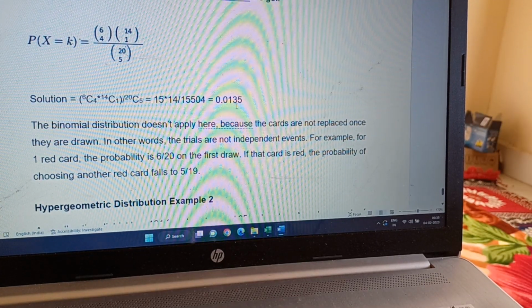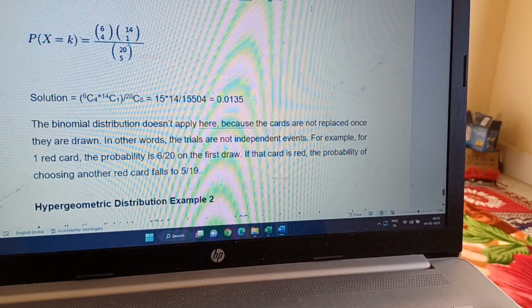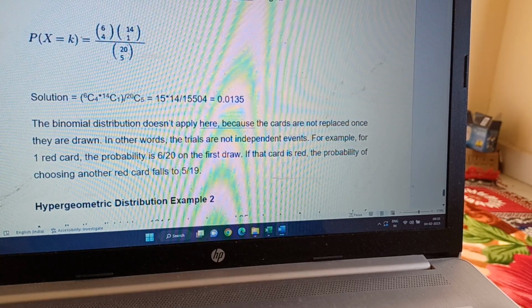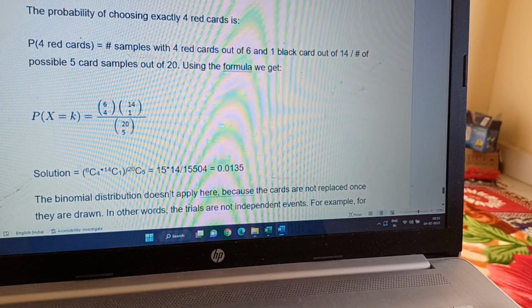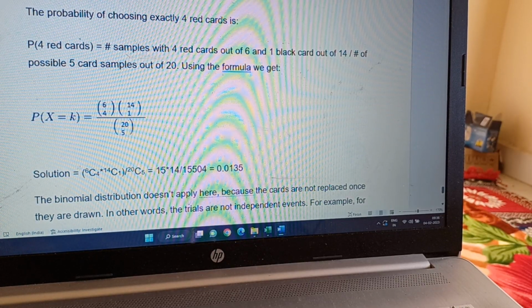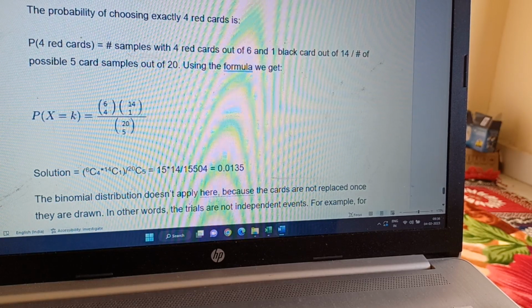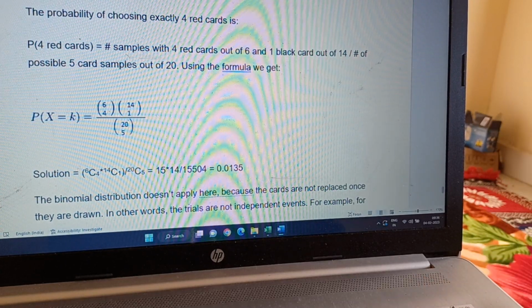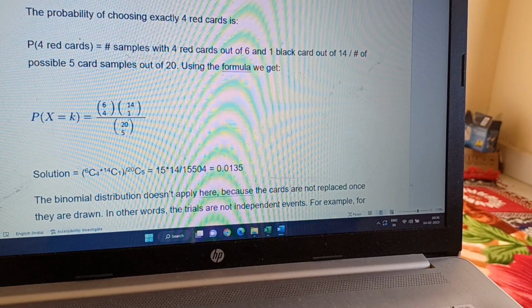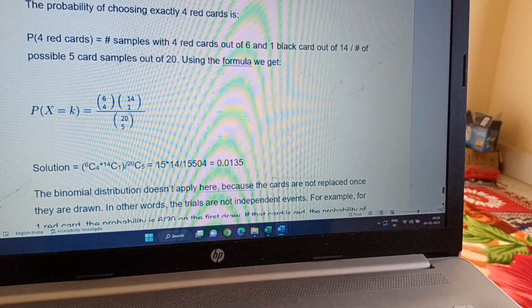Now why does binomial distribution not apply here? Because here it has written exactly. So the examiner may ask you to confuse you, because it was the probability of choosing exactly 4 red cards. So don't get confused by the word exactly. You have to see whether it is with replacement or without replacement. If it is without replacement, binomial won't be applied. It will be hypergeometric distribution, and also there are 2 groups. In binomial there will be only 1 group. So that way this question is different from binomial distribution.